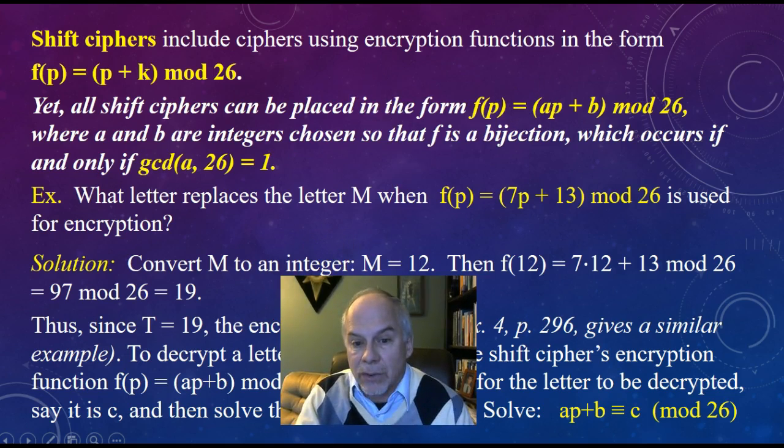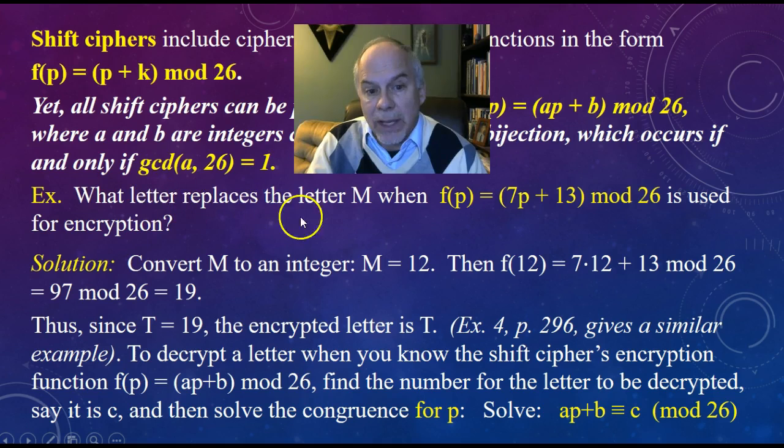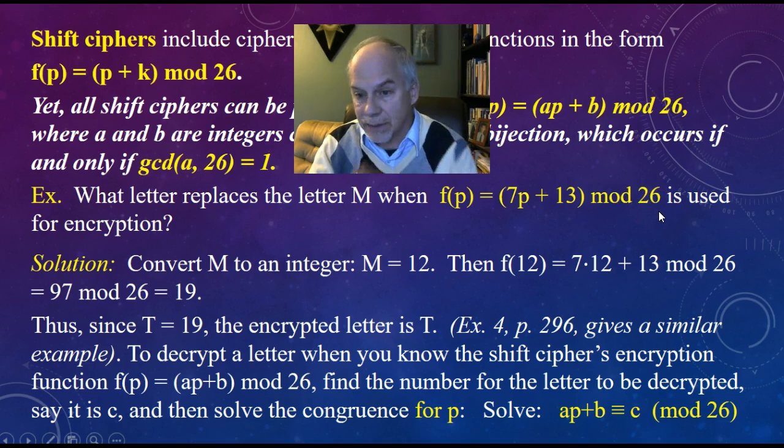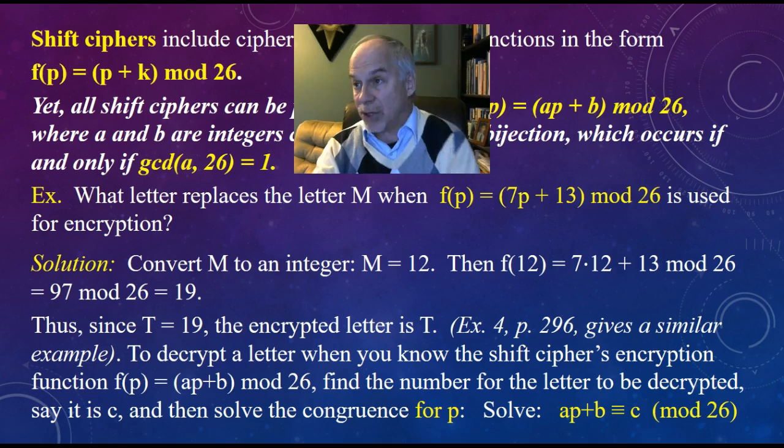All right, so here's an example. What letter replaces the letter M when f of p is 7p plus 13 mod 26 is used? So you'll notice that 7 and 26 are relatively prime. In other words, the greatest common divisor of 7 and 26 is 1. So they're relatively prime. So this is a bijection.